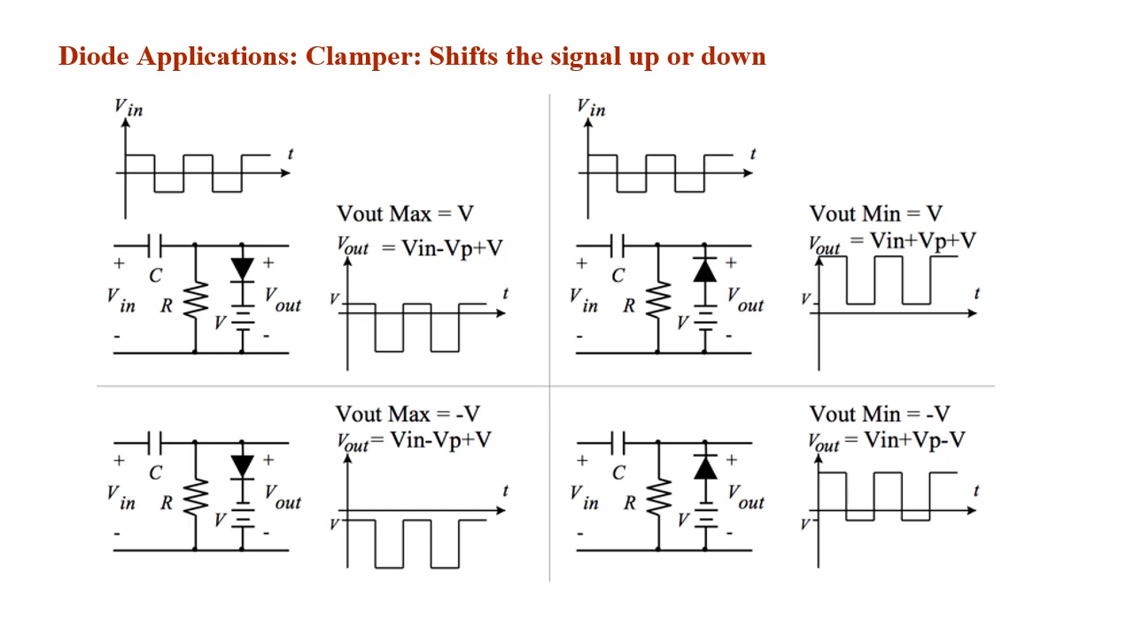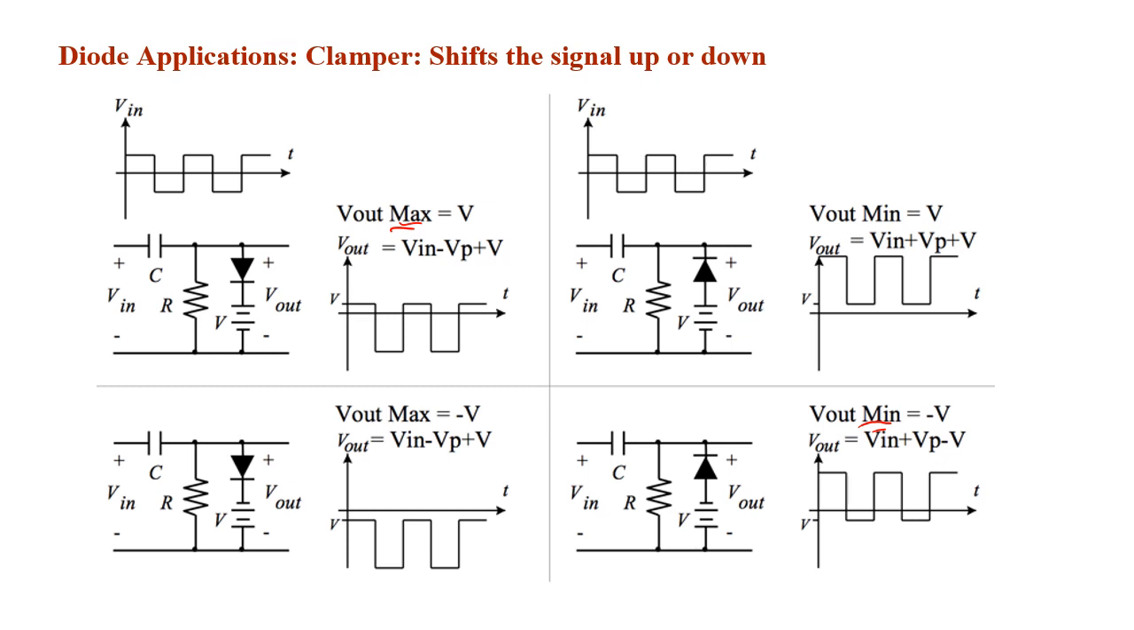The last application we're going to cover for diodes is the clamper circuit. Its whole purpose is to shift the signal up or down such that it sets a maximum value at the output or a minimum value at the output, depending on the circuit configuration. So let's examine 2 cases. One in which we're setting the output, or we're fixing the maximum value of the output.